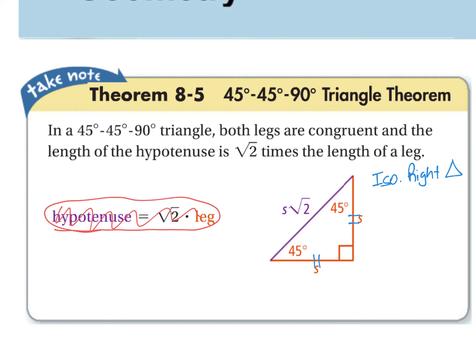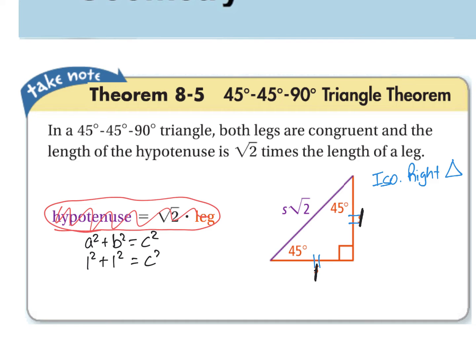The first thing I want to show you is, what if I said that the legs of this isosceles triangle are 1? So they're both going to be 1. And now I want to know, what's the length of the hypotenuse? To find that, I can use my Pythagorean theorem. So a squared plus b squared equals c squared. That's going to be 1 squared plus 1 squared equals c squared. Remember, in the Pythagorean theorem, c is always the hypotenuse.